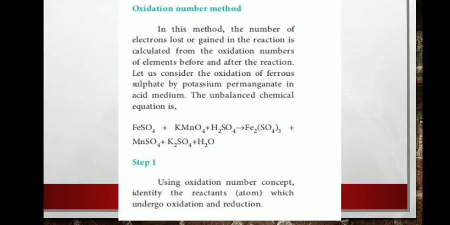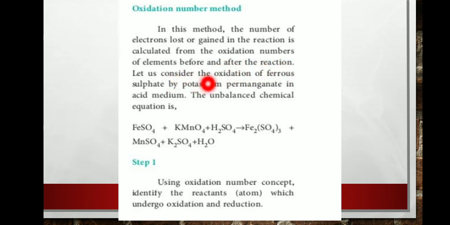First one, oxidation number method. So very important one. These two methods are very important. In this method, the number of electrons lost or gained in the reaction is calculated from the oxidation number of elements before and after the reaction.